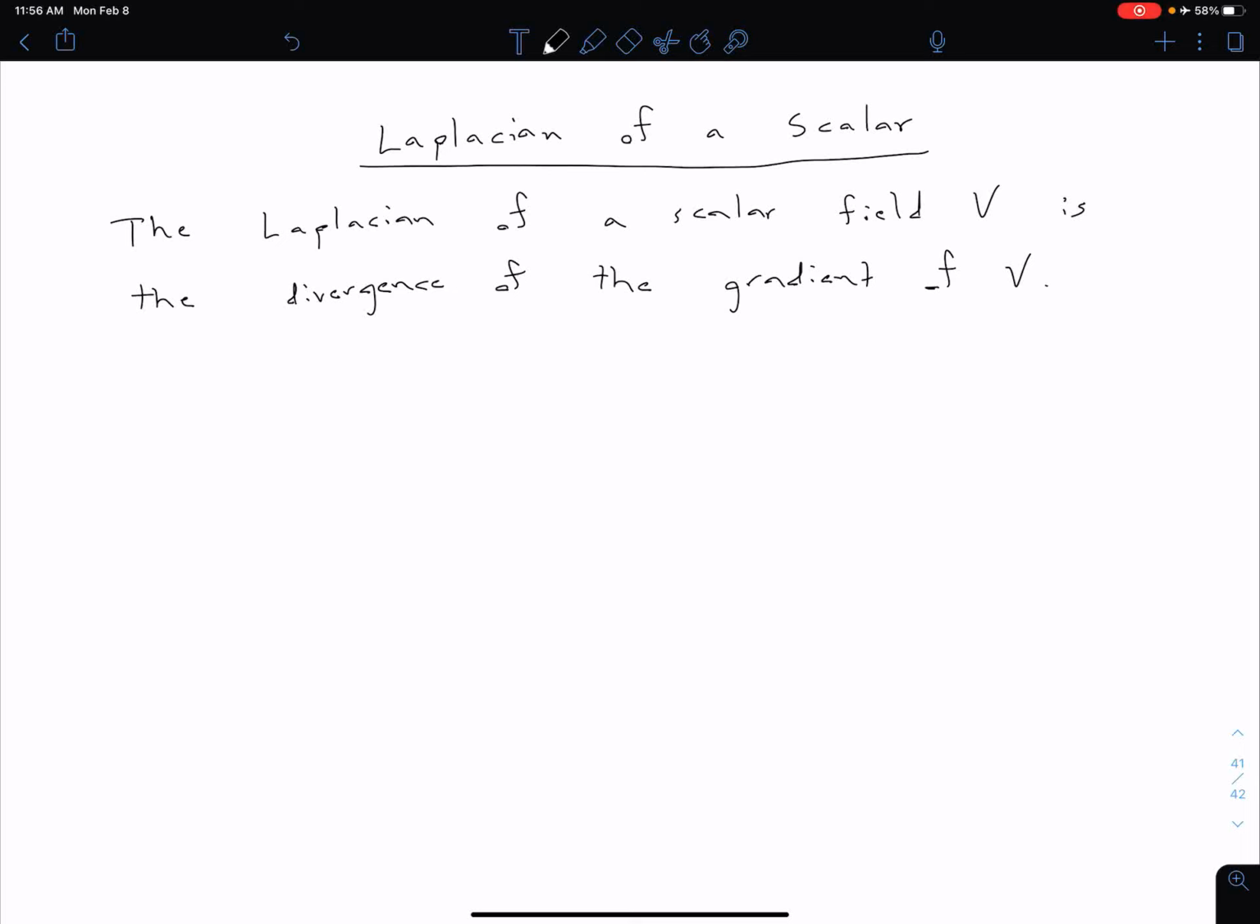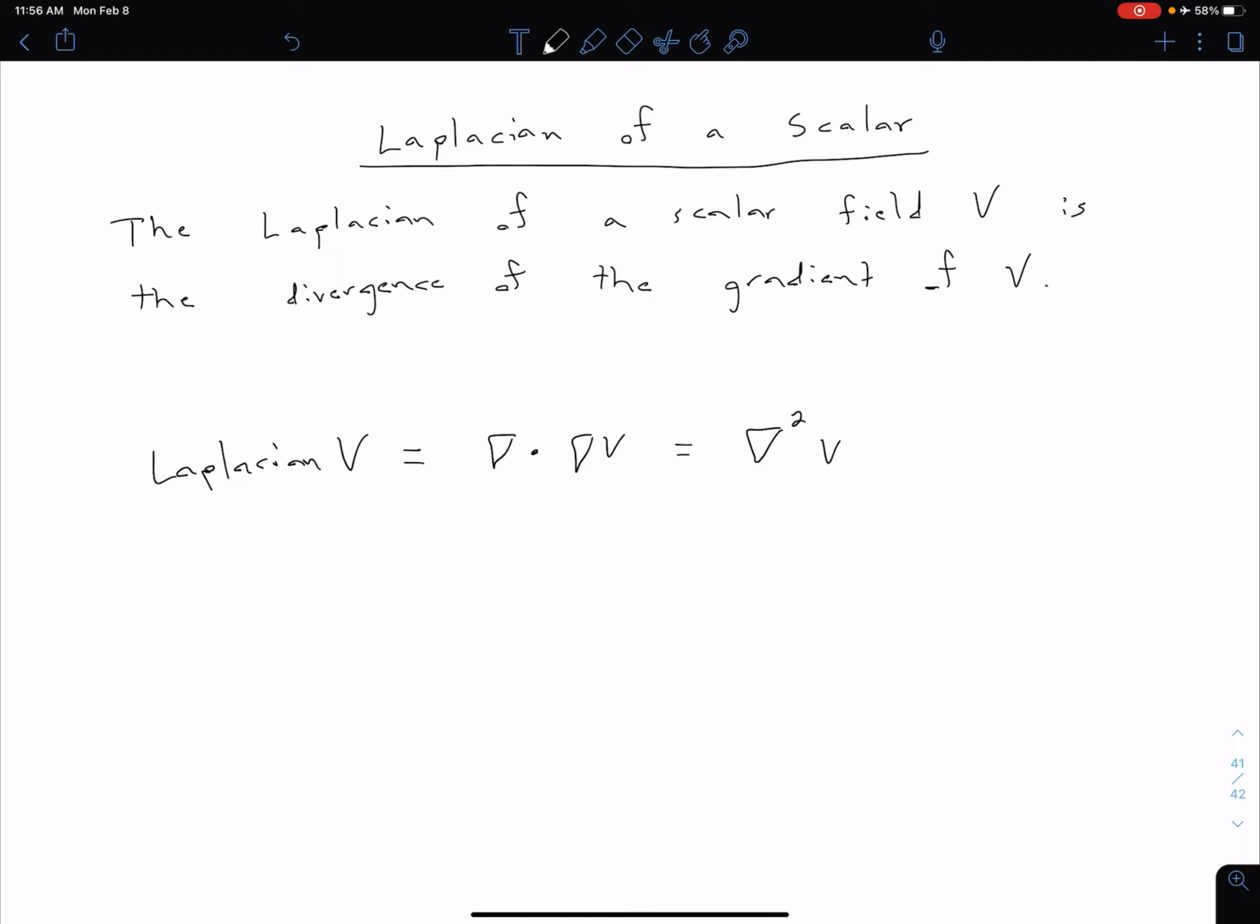The last operation that we're going to look at with our del operator is the Laplacian of a scalar. The Laplacian of a scalar field V is defined as the divergence of the gradient of V. So our Laplacian of V is equal to the divergence of the gradient of V. And so instead of writing that out each time, oftentimes we'll just shorthand that. We'll have del squared times V.